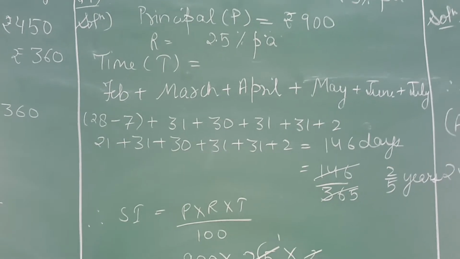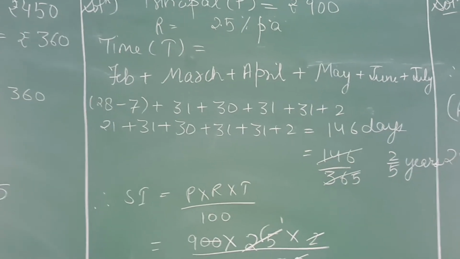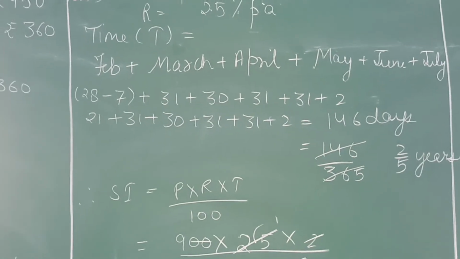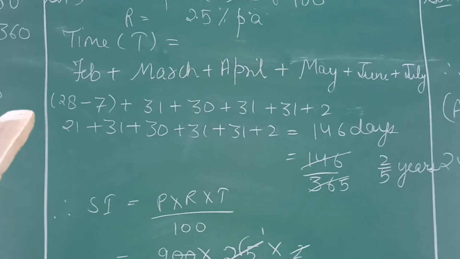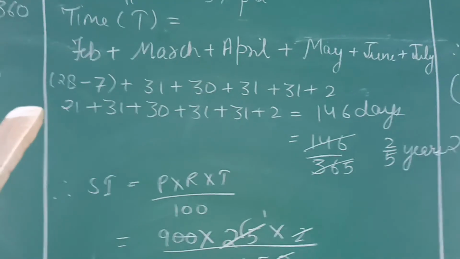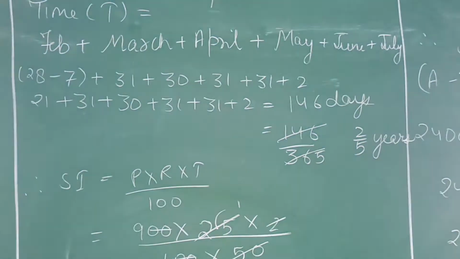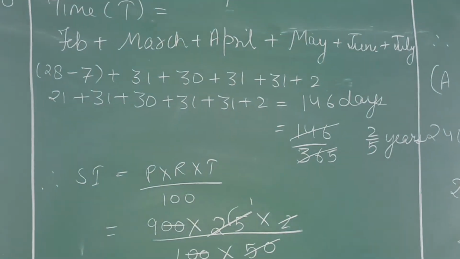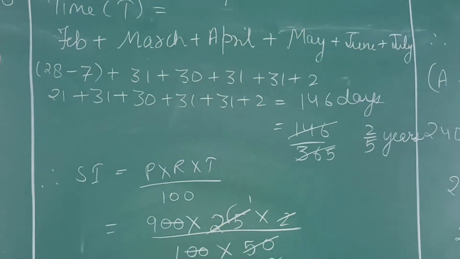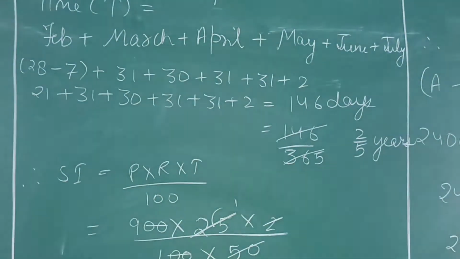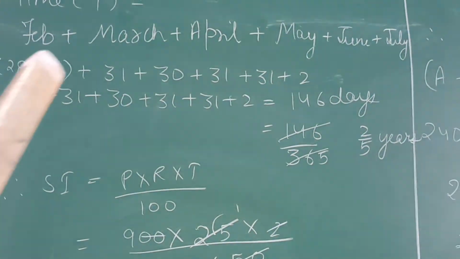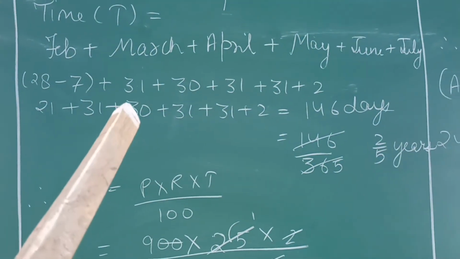Now 7th Feb, and the year they have given is 2015. We all know that 2015 is a non-leap year. We all know that in a non-leap year Feb is of 28 days. So from 7th of Feb you have to find the number of days. So what you will do, you will subtract 28 minus 7. First, you will subtract it from the total number of days of the month of Feb. Then in the month of March 31 days are there, I have written 31.